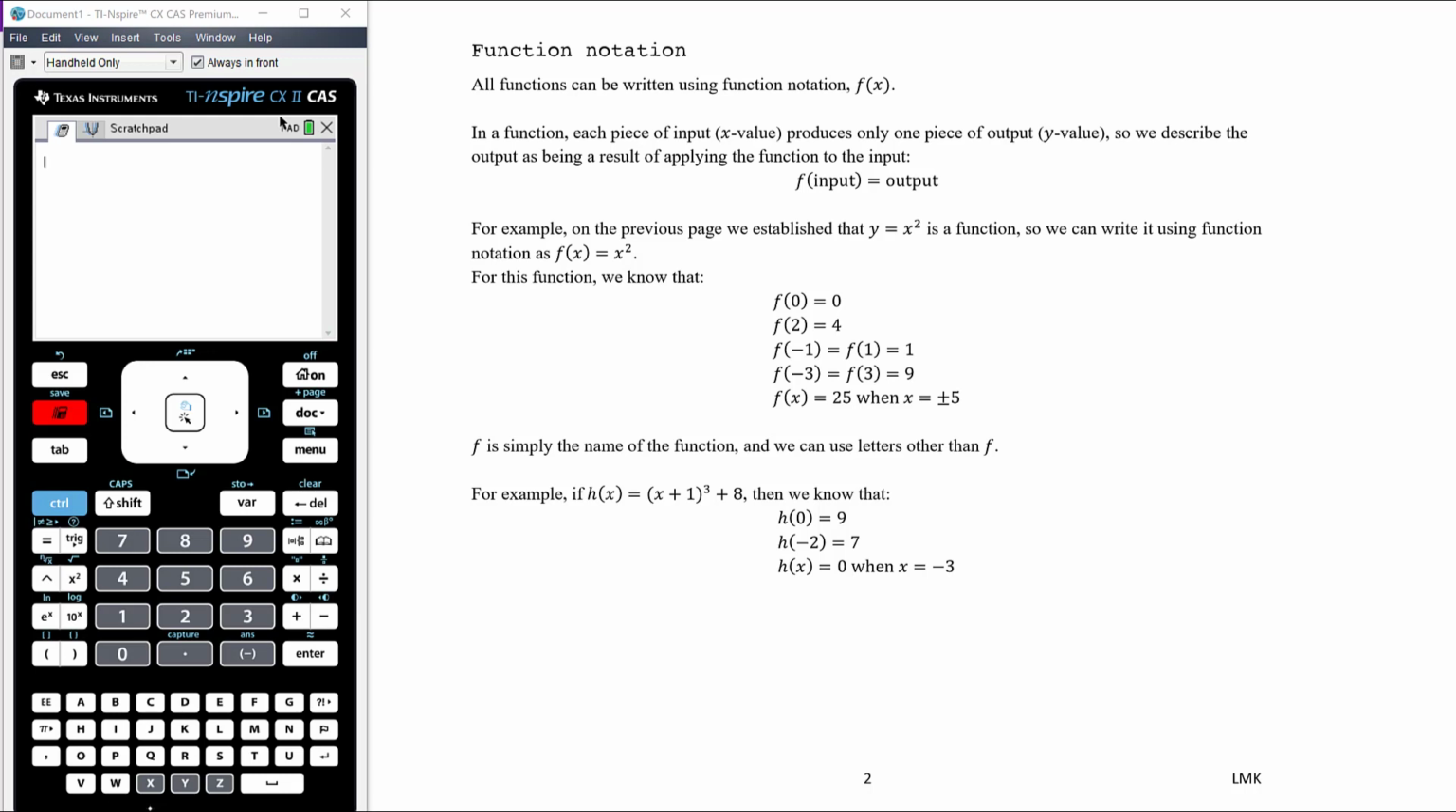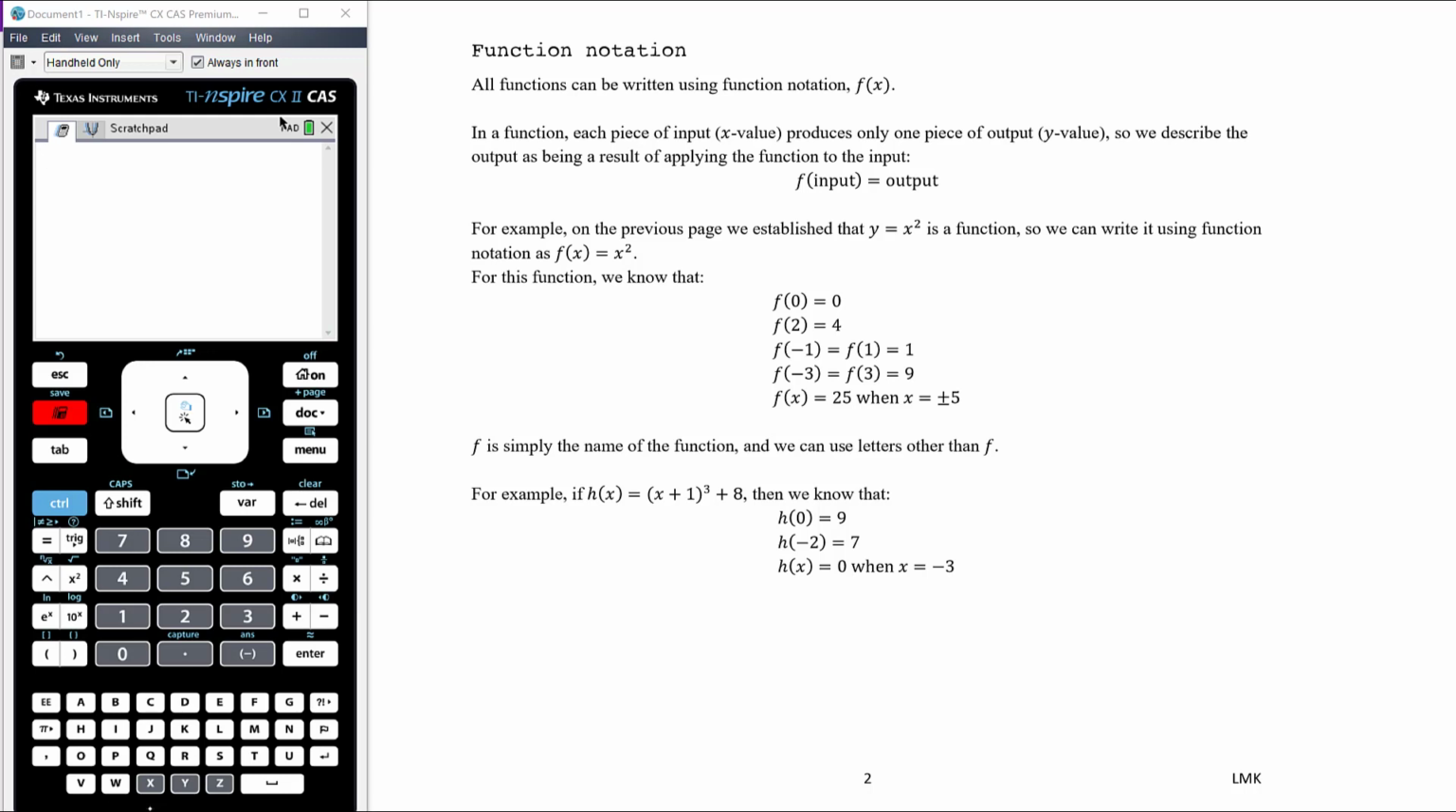I've just finished marking some tasks for my Year 11 students where they were writing out lots of things which would very easily have been expressed by using f of x or h of t or whatever the equation was, rather than writing out the equation every time. Okay, so being able to make use of this is really super important.